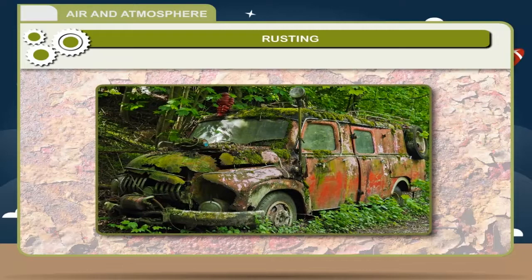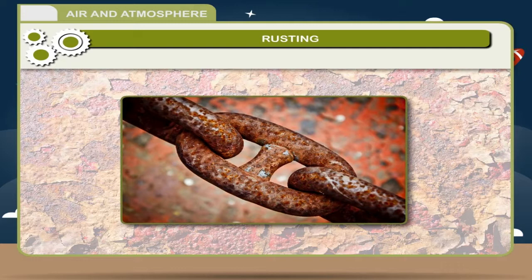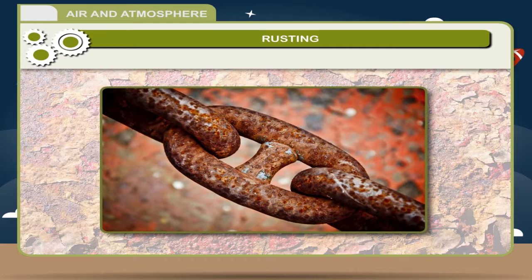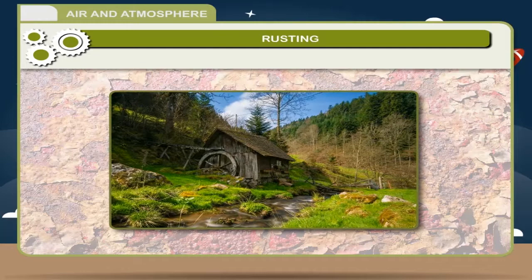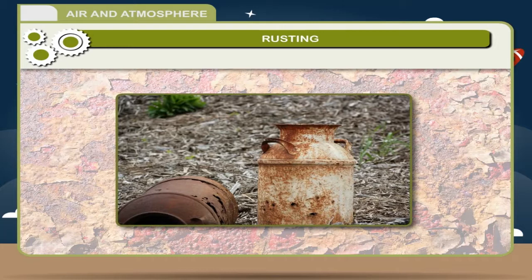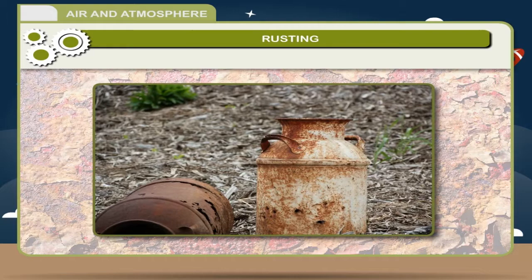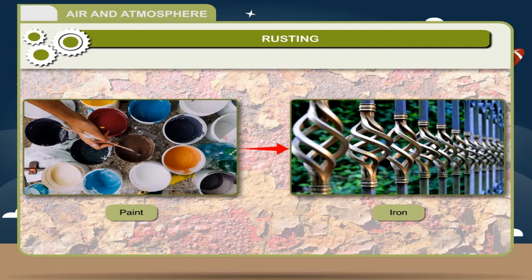Rusting is a slow oxidation process by which iron is converted into hydrated ferric oxide in the presence of moisture and air. Rust is non-sticky in nature, so it keeps peeling off. When a layer of rust peels off, it exposes the next layer of iron, which now rusts. It is very important to protect iron from rusting. This prevention is carried out in different ways depending upon the use to which iron is put.